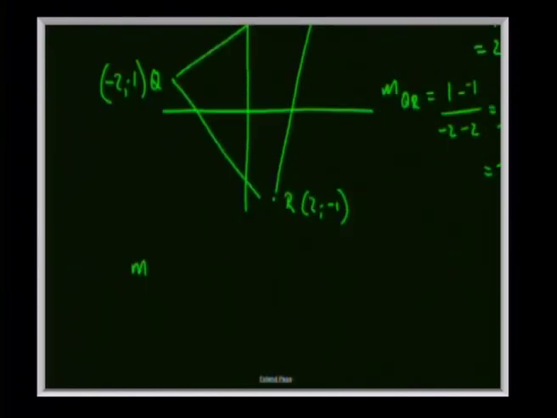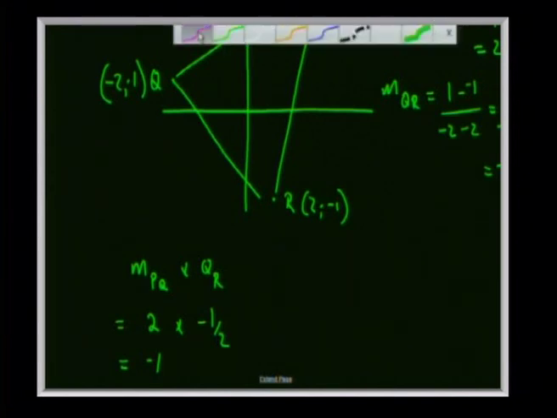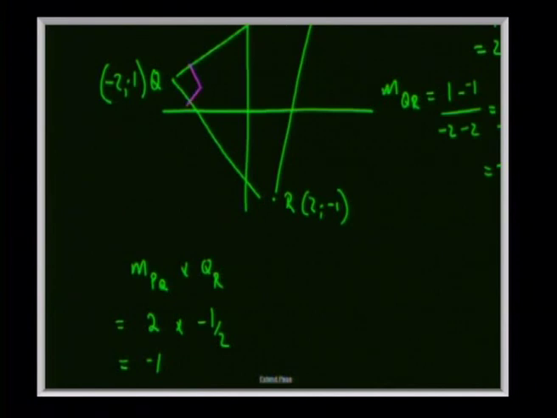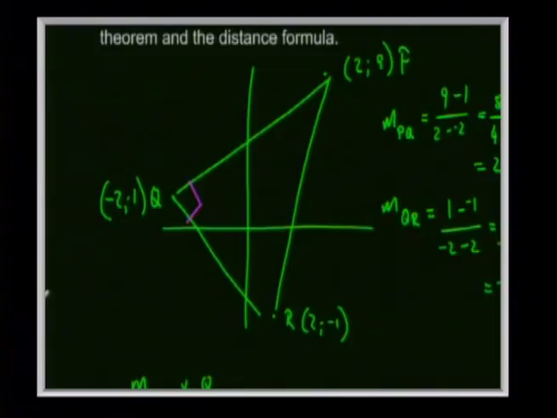Well, let's have a look. The slope of PQ times the slope of QR. That will be 2 multiplied by -1/2, which is -1. This is a right-angled triangle, and we can draw in our right angle without a shadow of a doubt. And I know my diagram doesn't look like it's right-angled. If you drew a diagram to scale using these coordinates, it would be a right-angled triangle.